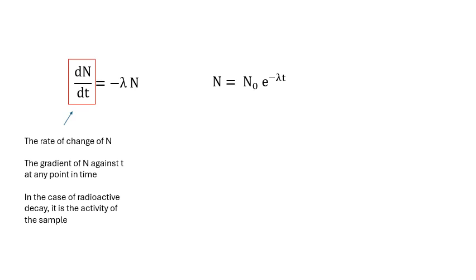dN/dt is the rate of change of N. It's the gradient of the graph. When I see dN/dt, I think gradient. The rate of change of N is the gradient of the graph of N against time at any point in time. In the case of radioactive decay, it's the number of atoms which decay every second. And so that's the activity of the sample. dN/dt is the activity of the sample.